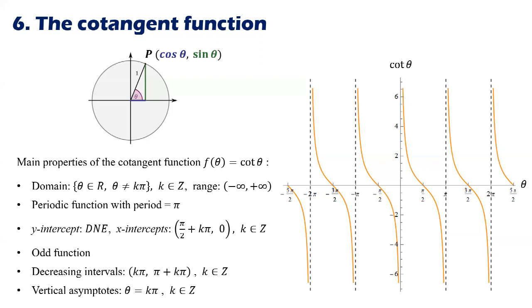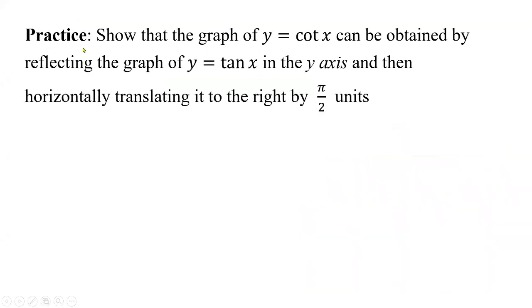All right, have you finished? All right, let's have a look at a practice. Show that the graph of y equals cotangent x can be obtained by reflecting the graph of y equals tangent theta in the y-axis and then horizontally translating it to the right by half pi units. Okay, I'll give you 5 minutes to think about this question.